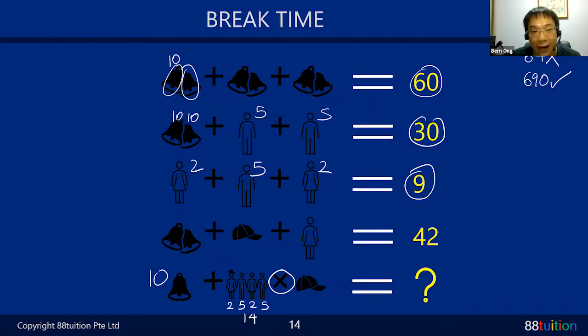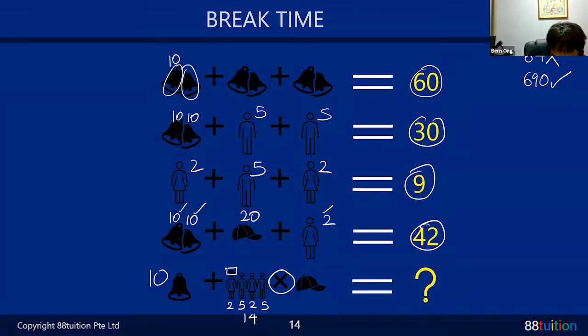Then let's take a look at the cap. The bell is 10, 10. The woman down here is 2. So down here is 42. 42 minus 10, minus 10, minus 2, the cap is 20. Correct or not? Yes, then the lady down here is wearing a cap. Can you see or not? She is wearing a cap, 20.